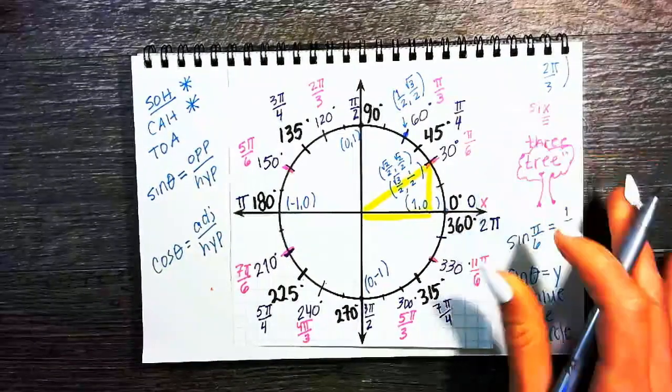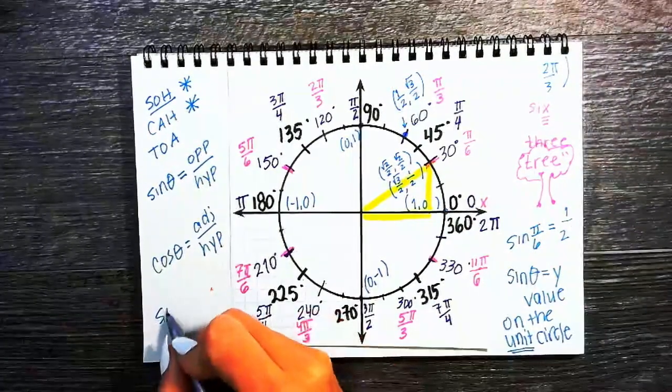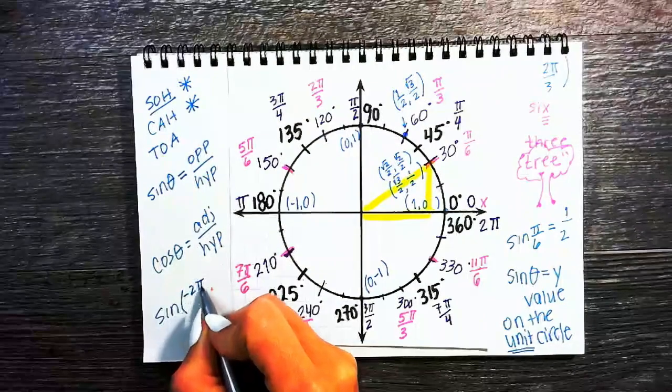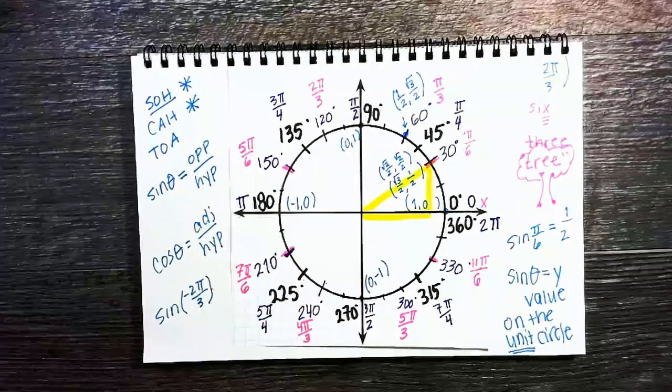Oh, that didn't write very well, did it? I'm going to go right here. Sine of negative 2 pi over 3. There was a piece of Scotch tape, so it was too shiny.